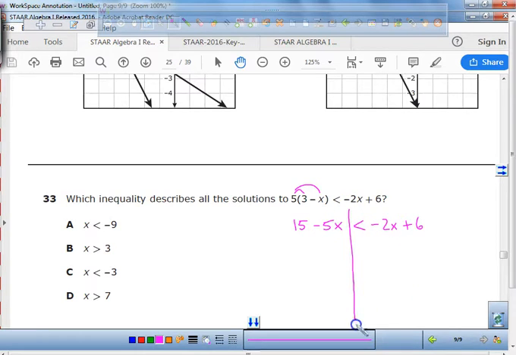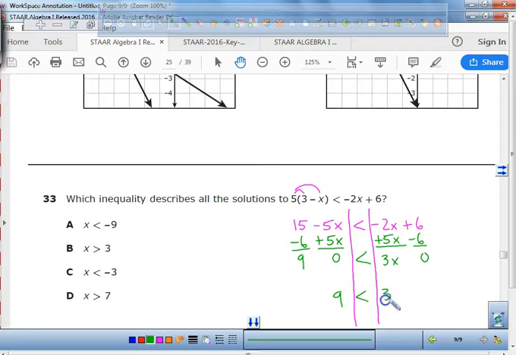Now here's what I would do. We've got to get all of the x's on one side and all the numbers on the other. So my suggestion, to make it a little bit easier, is to add a 5x to this side and a 5x to this side. That's not the only way to do it, that's the way I'm doing it. If we add those together, we get a total of 3x. And take away a 6, take away a 6. That zeroes out. 15 minus 6 is 9. That zeroes out. Bring it down. What do we have left? We have 9 is less than 3x.